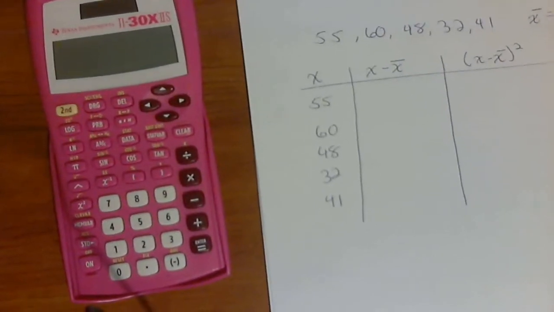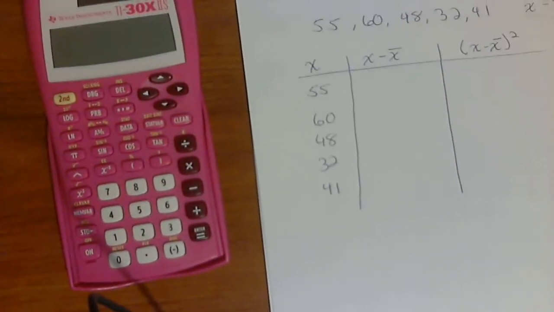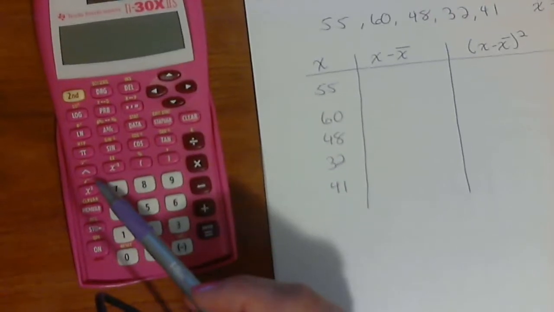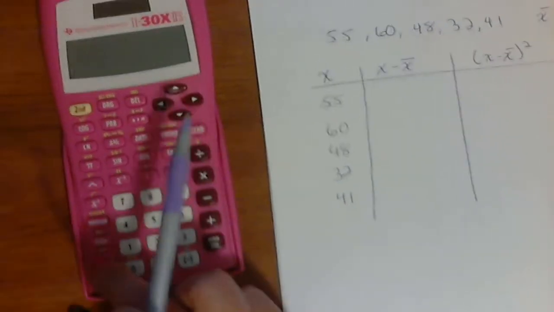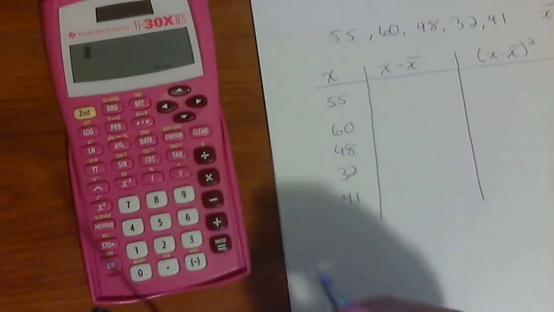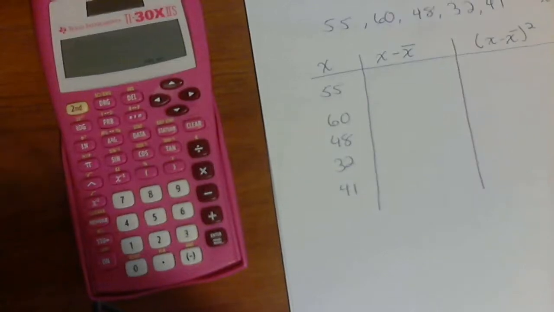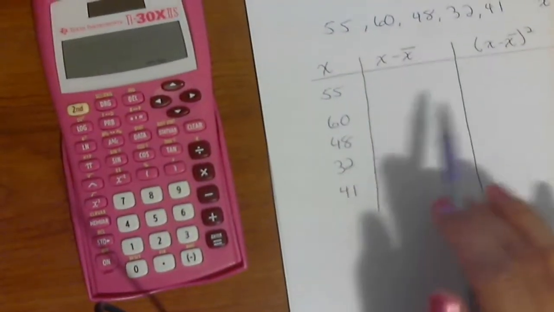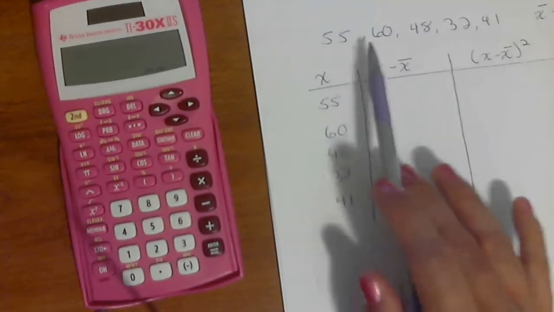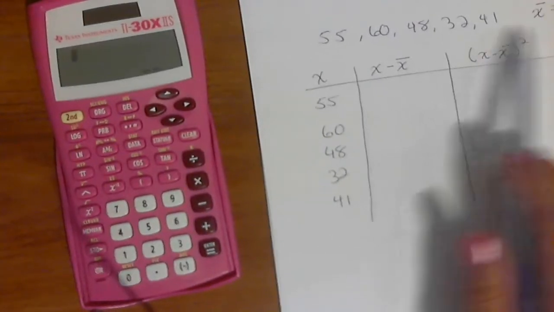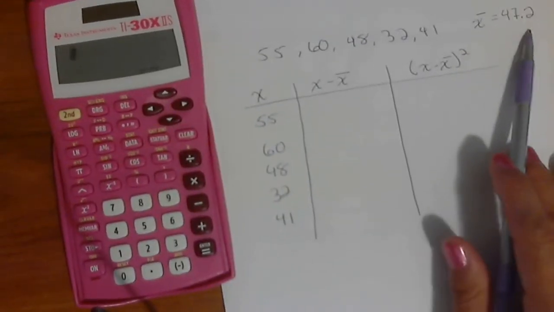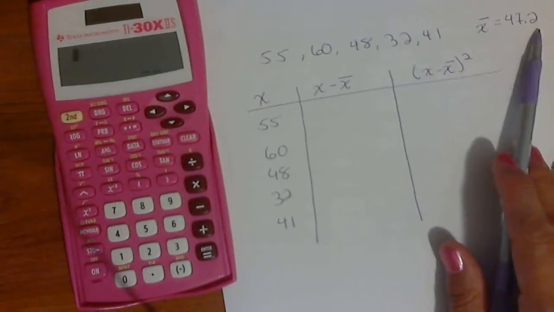In this video, we're going to talk about the difference between the square button and the square root on your calculator. A lot of times the square and the square root come into play when we're talking about the standard deviation and variance of a data set. So I have this data set of 5 points, and I've already calculated the mean at 47.2.